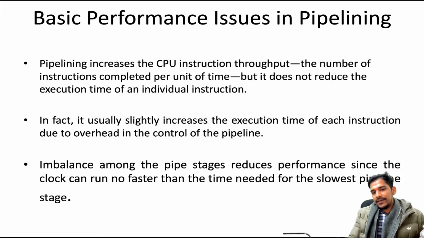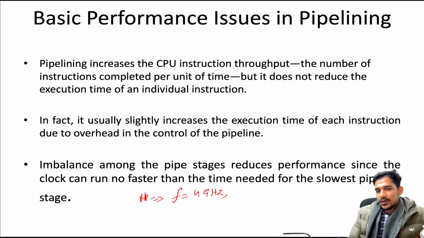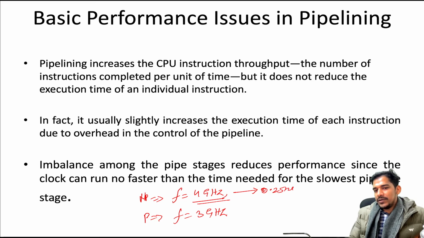For example, in a non-pipelining processor we have a clock running at a frequency of 4 GHz, and let us say due to the clock skew or clock setup delay time, or we can say due to the buffer delays, the frequency of the pipelining processor becomes, let us say, 3 GHz. So if you execute one instruction on the non-pipelining processor, the cycle time will be 1/4, so it will be executed in 0.25 nanoseconds, and for the pipelining processor this will be 1/3, which means 0.33.